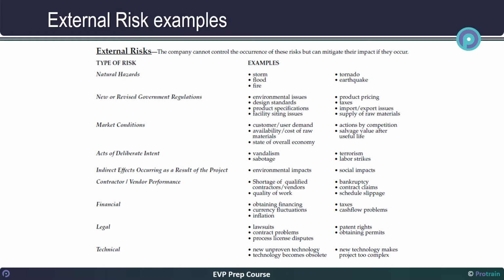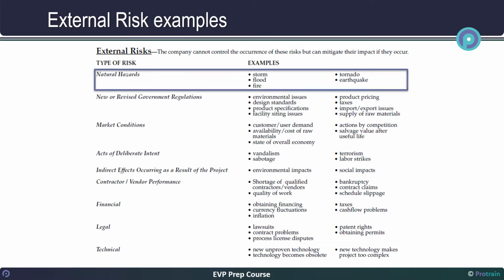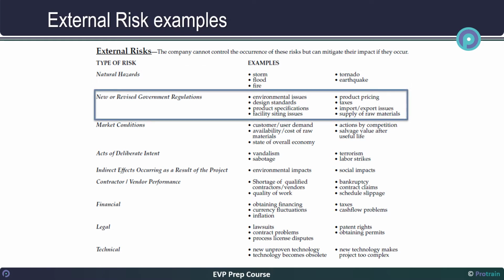Now let's go to type of risks. The first type we have here is natural hazard. The example of natural hazards can be storm, flood, fire, tornado, earthquakes and so on. New or revised government regulations is also an external risk. Example for such external risks can be environmental changes or issues, change in design standards, project specifications, product pricing, taxes etc.